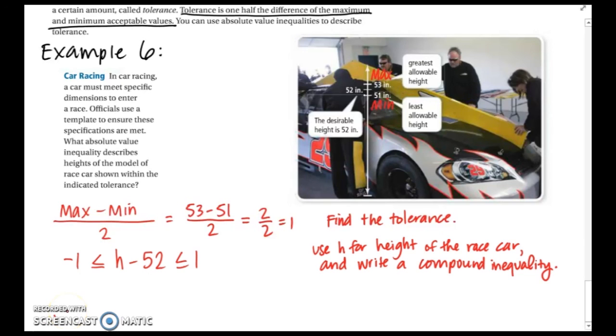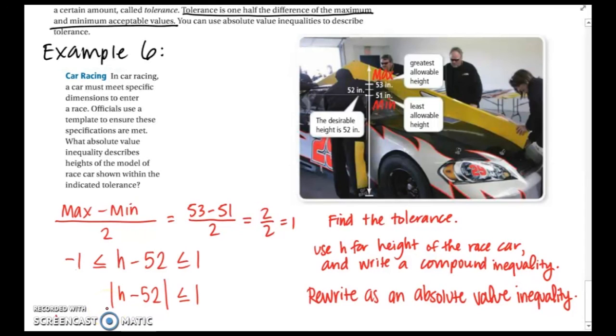Because the tolerance is 1, we know that the height can be 1 inch above or below the desired height of 52 inches. So that's why I have -1 on the left side and +1 on the right side. And then 52 is the desired height of the race car. H stands for the height of the car, and this is our compound inequality. Because the height has to be within 1 unit of 52 inches, we're going to be using the less than or equal to symbol. Remember, less than or equal to symbol relates to the and inequality, and it makes sense because the height needs to be between 51 and 53 inches. So here is our absolute value inequality. Absolute value of h minus 52 is less than or equal to 1.